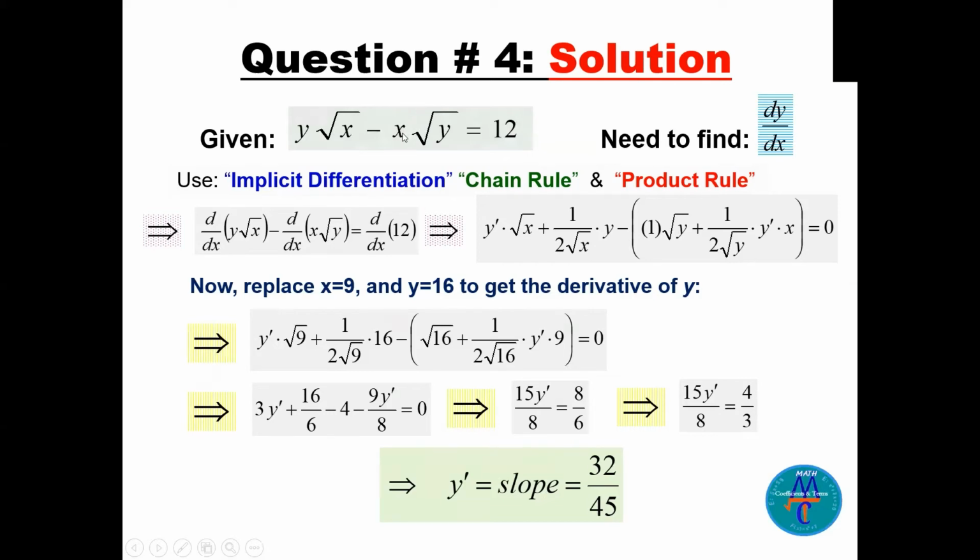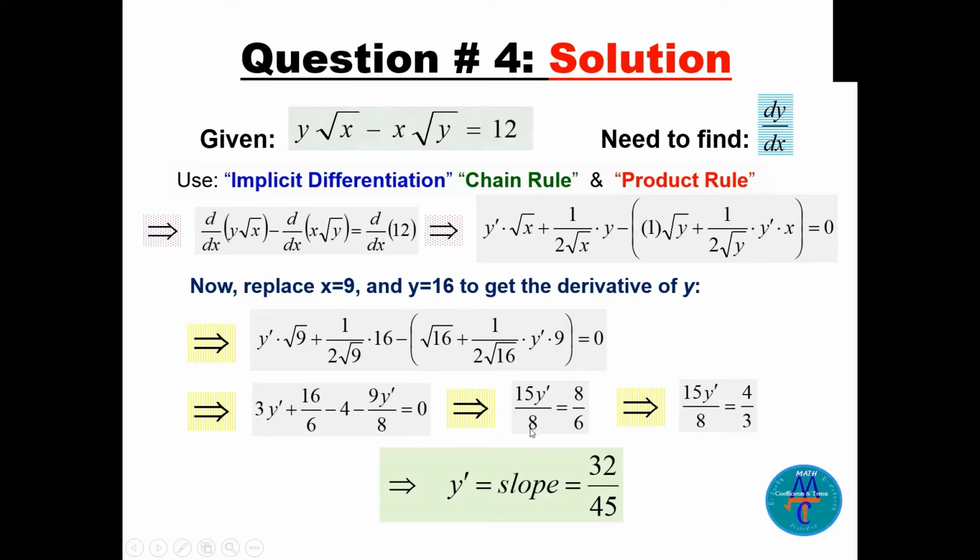The derivative of x will be 1 times square root of y. The derivative of square root of y will be 1 over 2 square root of y times y prime, because y is a function of x, times the x. Now replace x is equal to 9, y is equal to 16 in this last equation in the derivative, and leave y prime. Please, you can go through the numbers here. It's not that difficult, some fractions, until you reach 15.